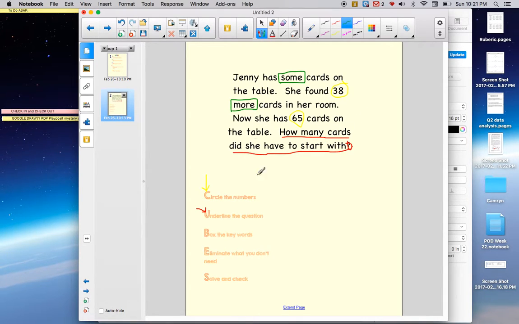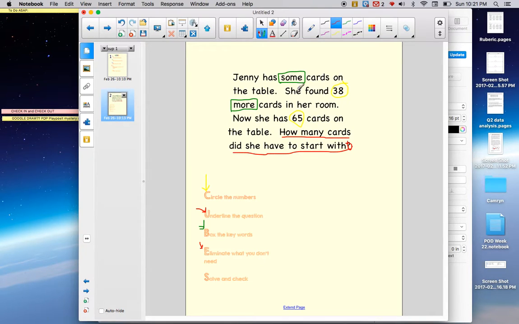Oh, I think that's about it in my boxing the keywords right here. So now I'm ready to eliminate what you don't need. You know, Miss Burke and I were talking about eliminating what you don't need and how that would look when we are working with second graders. We just discussed it's a really good strategy to start looking at and thinking about, because especially in third grade, it'll be very important.